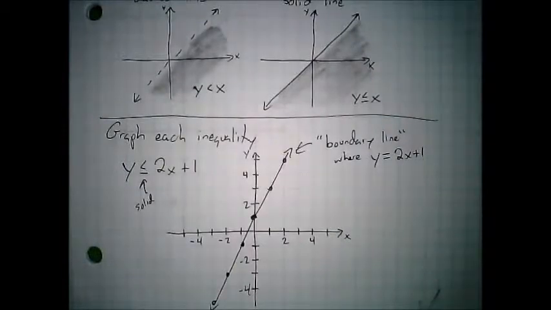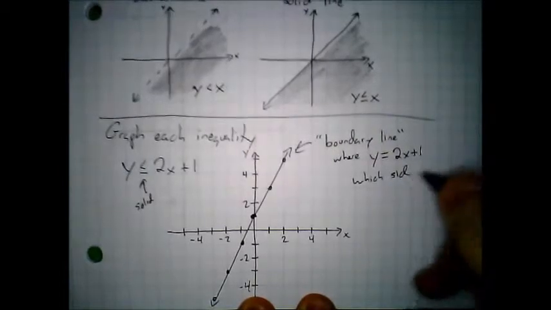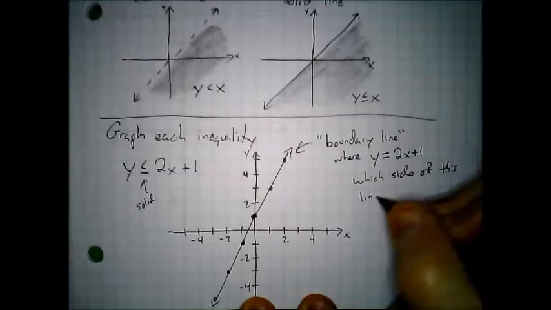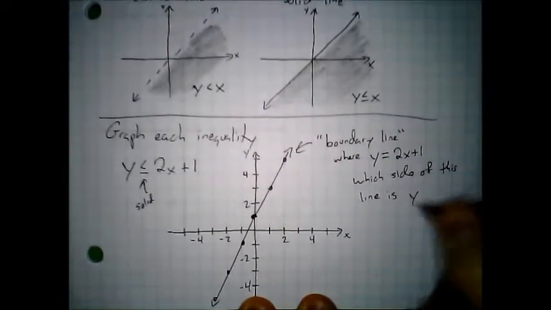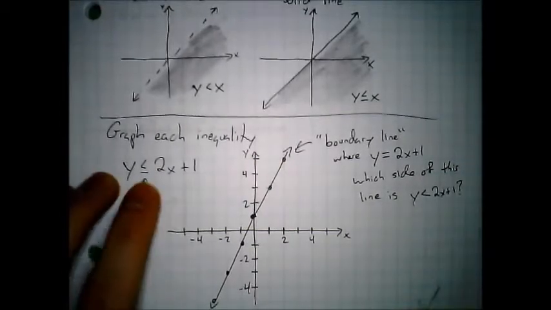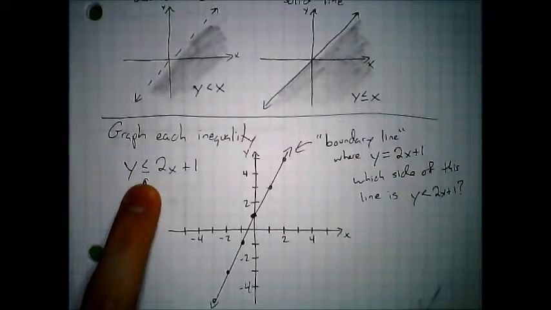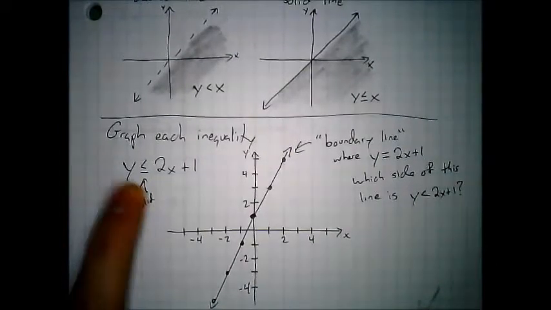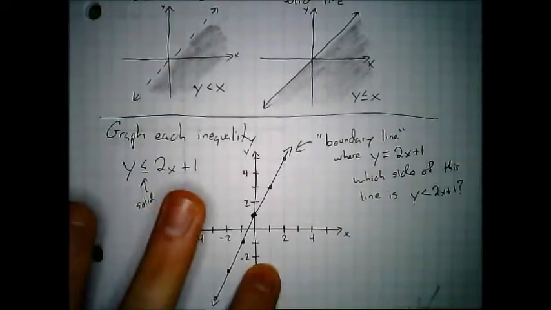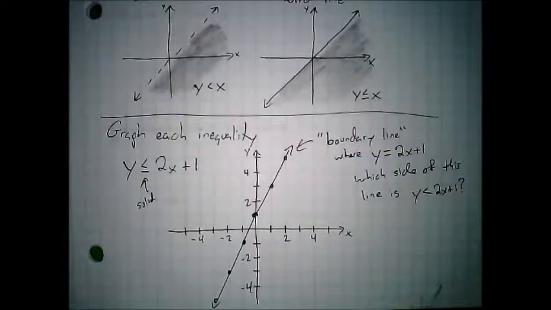Now we want to figure out which side of this line is y less than 2x plus 1. So that's what we want. When is y less than 2x plus 1? This says less than or equal to, but again, this line is when it equals it. So we want to find which side of this line, above it or below it, will y be less than 2x plus 1.